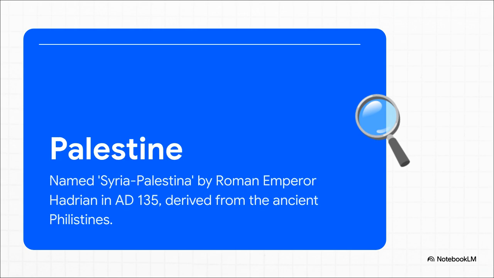So then where does Palestine come from? Well, the name was officially given to the region by the Roman Emperor Hadrian. And the timing here is everything. This happened right after he crushed a massive Jewish revolt, and many people see it as a pretty clear attempt to erase the Jewish connection to the land by naming it after their ancient enemies, the Philistines.